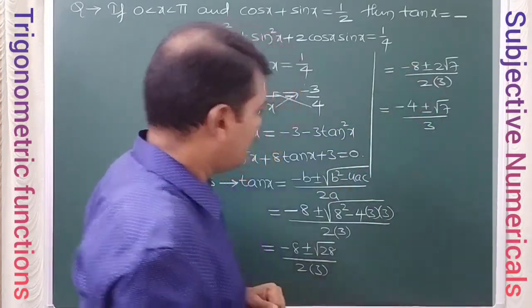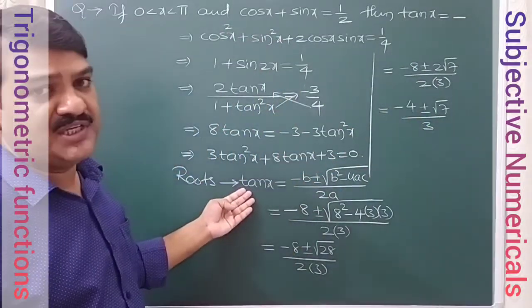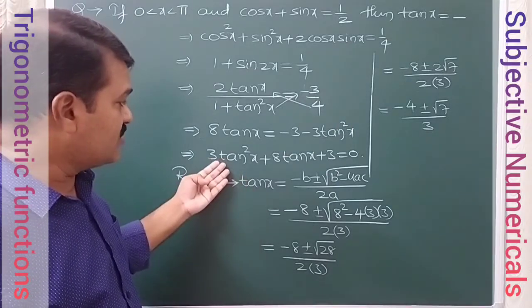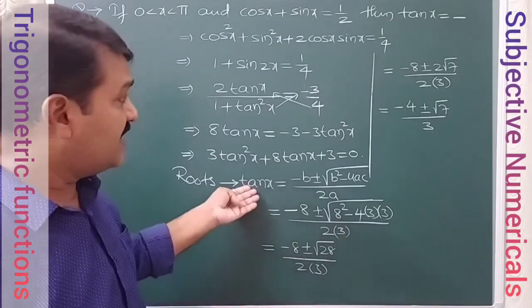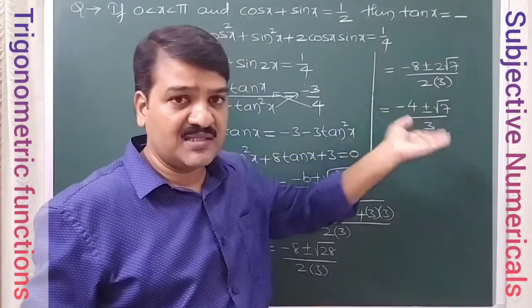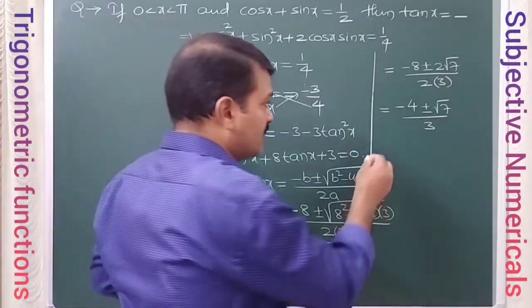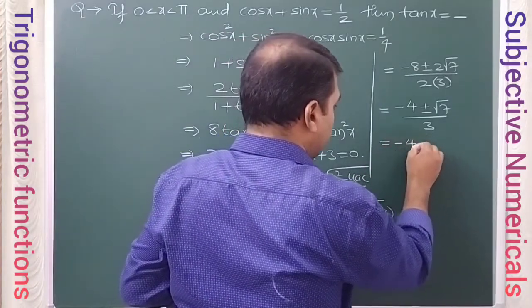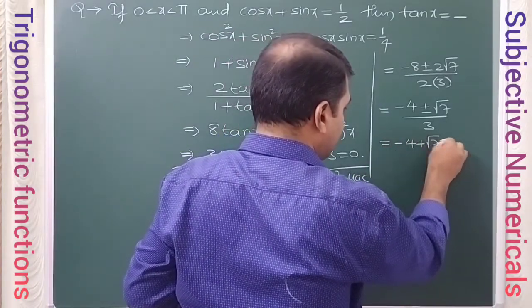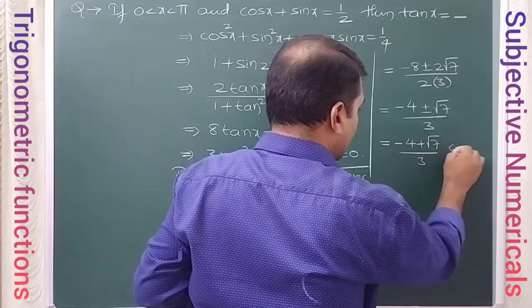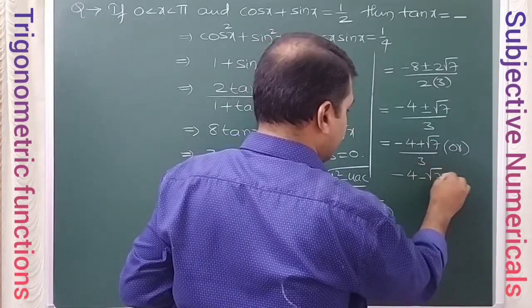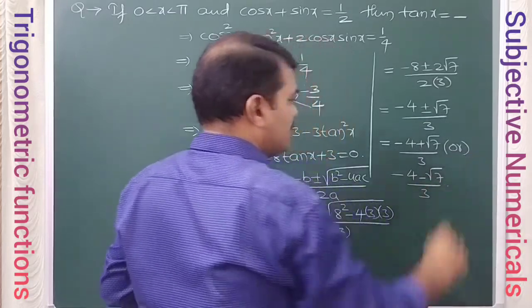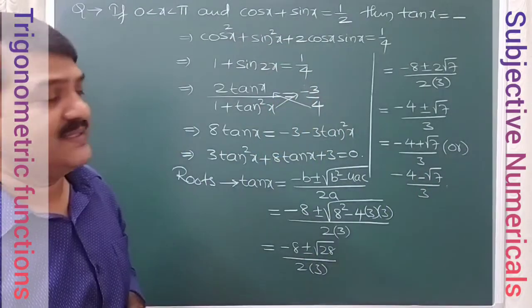So what is this actually? These are tan x values only. Finding the roots of this equation means we get tan x values, and tan x itself is required. So we got the value: minus 4 plus root 7 by 3 is one value, or minus 4 minus root 7 by 3. So two values we will get like this.